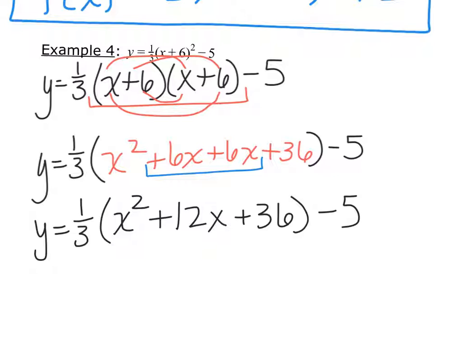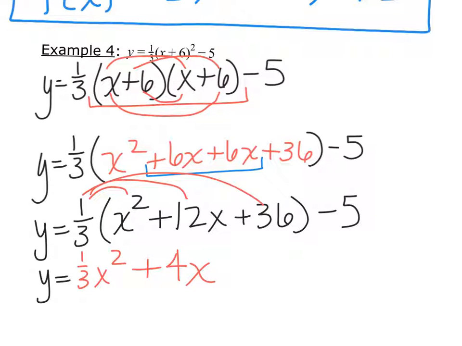All right. Next, I'm going to distribute that 1/3. 1/3 times x squared is 1/3 x squared. 1/3 times 12x. It's 1/3 times 12, 4. Plus 4x. 1/3 times 36, 12. Minus 5.